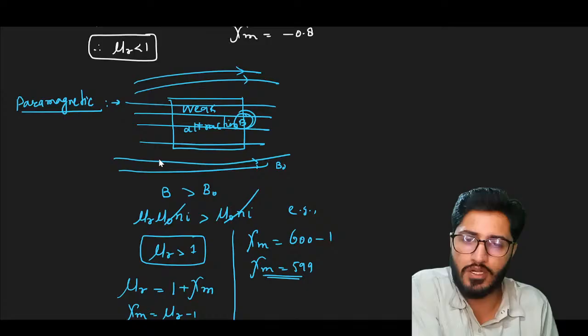So basically, if we talk about reality or experimental data for these things, my nu R is more than 1 and less than 2. Okay. And my chi m is less than 1 and more than 0. That means it is positive. This one is also positive. Both are positive.